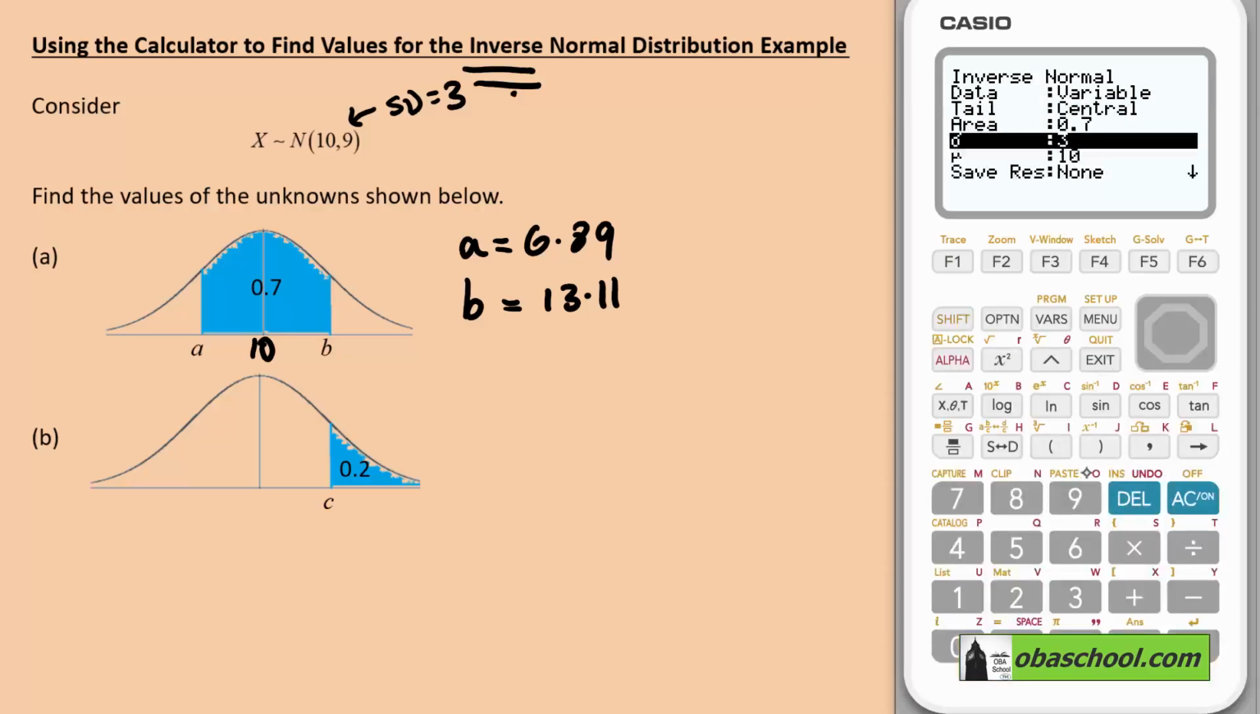And so I'll just exit there and we can go back up. And we now want a right setting because the tail is off to the right. So that's F2. And the probability here is going to be 0.2. And then we keep the sigma and mu the same. And that gives me that C is 12.52.